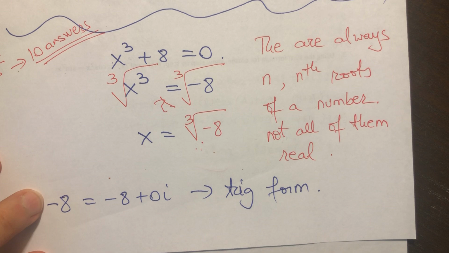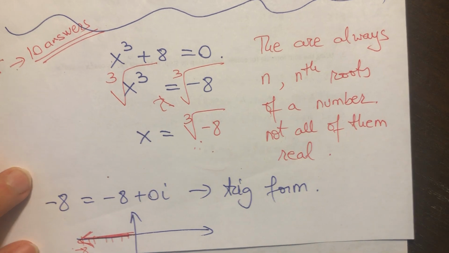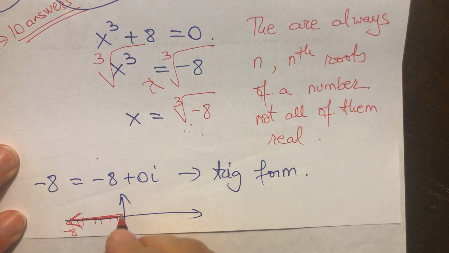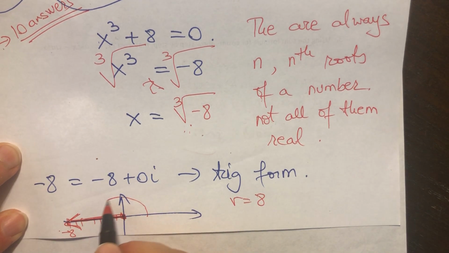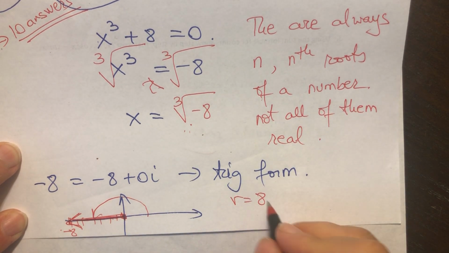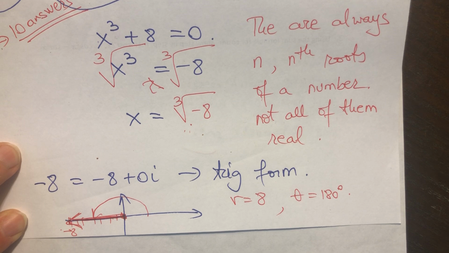There's one quick way of figuring this out. Where is the number -8? -8, by the way, is down here. What's the absolute value of this number? In other words, what's the distance from the origin all the way here? That's 8 units. What is the angle from the positive x-axis all the way back here? That's 180 degrees. So just like that, you found the trigonometric form of this number. You found the absolute value, and you found the angle, from the positive x-axis all the way up to it.